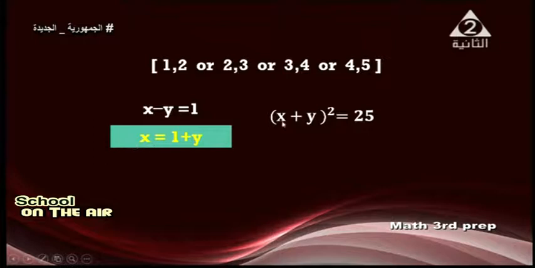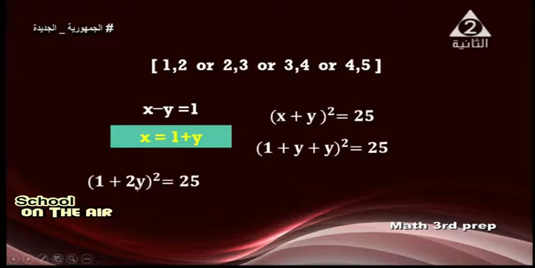It means that if we find x, we put x equals 1 plus y. By substituting x as 1 plus y, all power 2 equals 25. So 1 plus 2y, power 2, equals 25. We can expand the expression: first squared plus second squared plus first times second times 2 equals positive or negative 5. Or we can take the square root of the two terms together. The square root of the first term is 1 plus 2y, and the square root of 25 equals positive or negative 5.